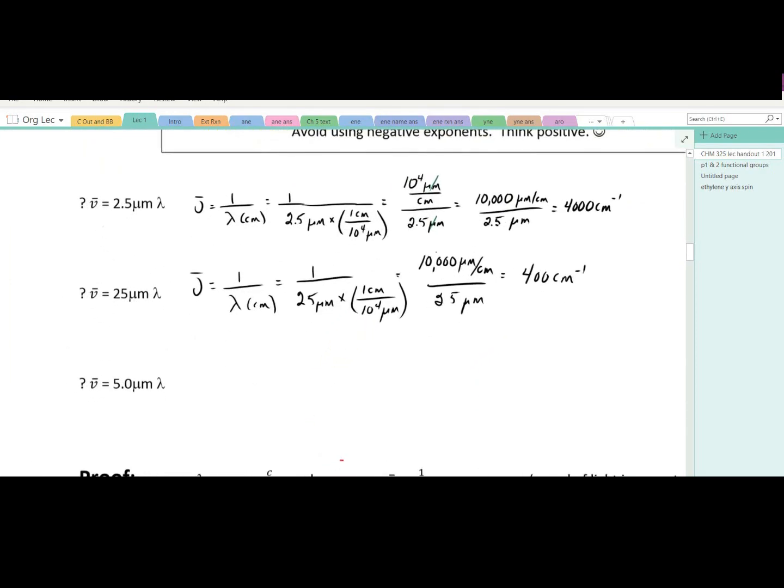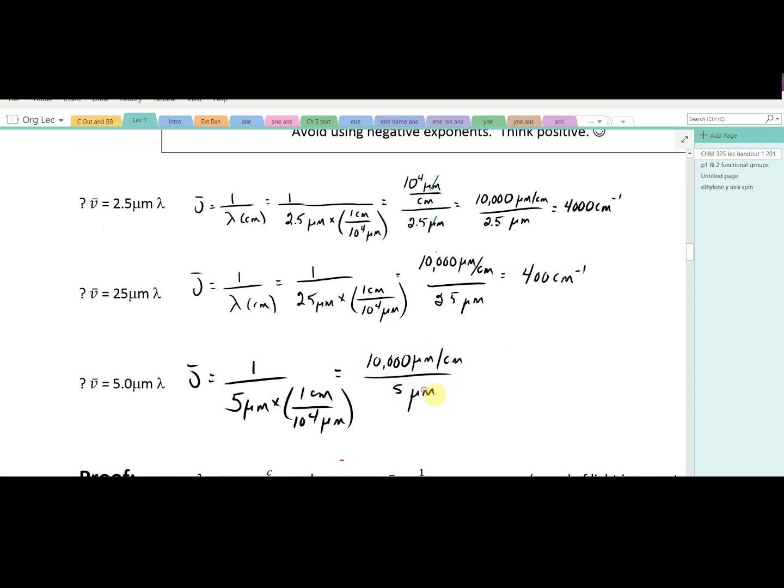One more time. Let's pick 5 microns. The wave number is equal to 1 over 5 microns times 1 centimeter per 10 to the 4 microns, or 10,000 microns per centimeter divided by 5 microns. So 5 goes into 10 twice, 100 20 times, 1,000 200 times, and 10,000 2,000 times. Centimeters to the minus 1.